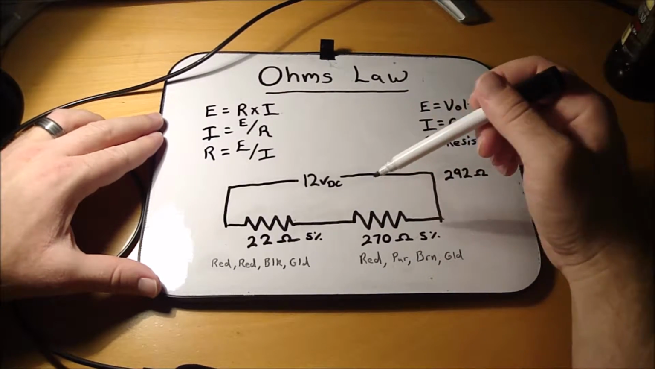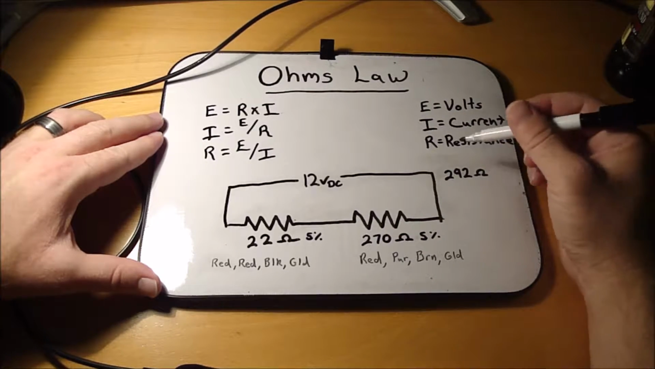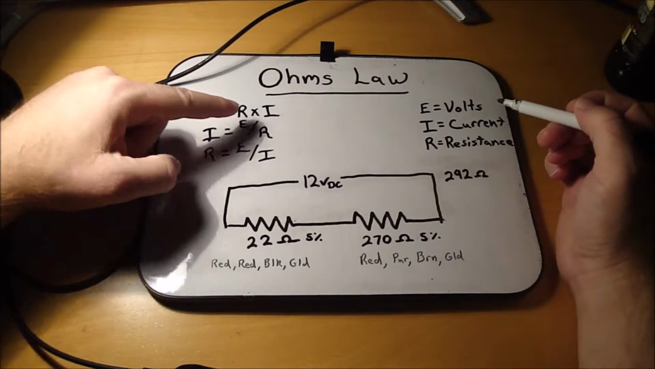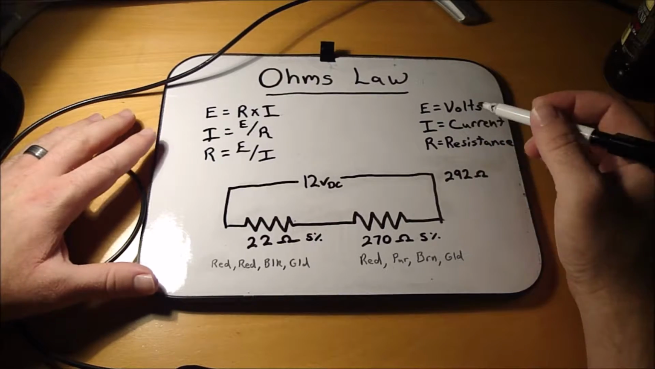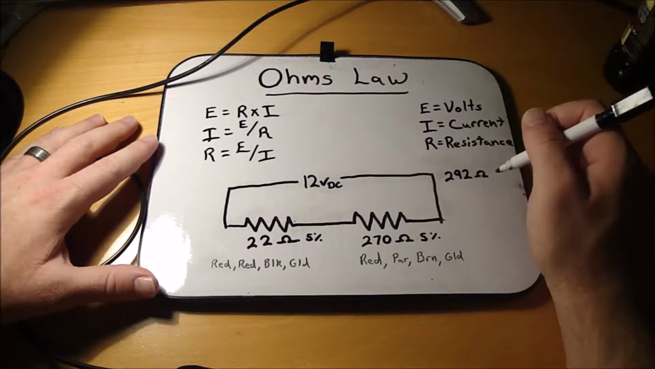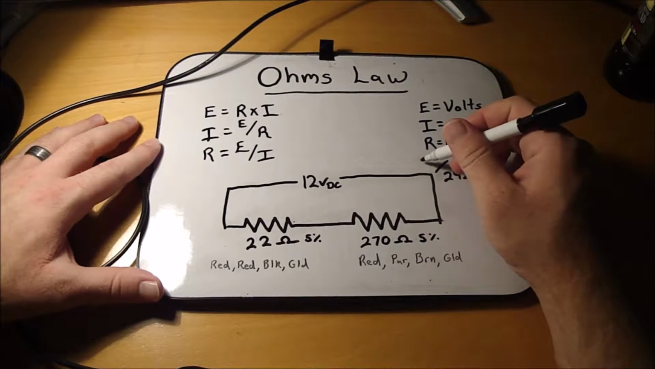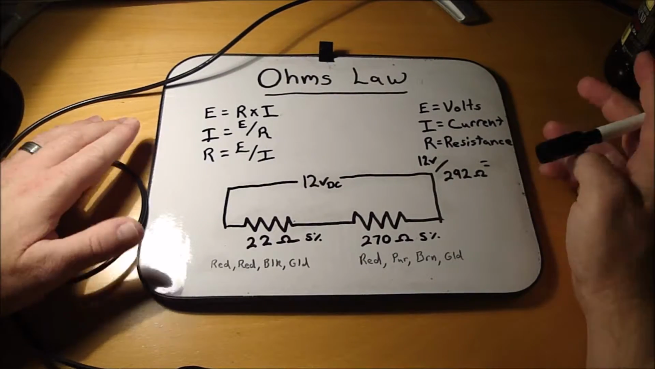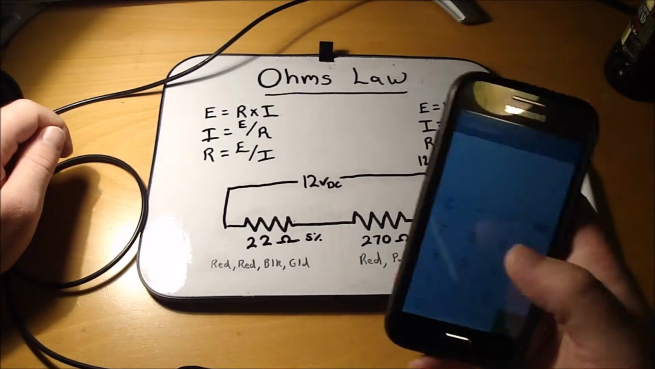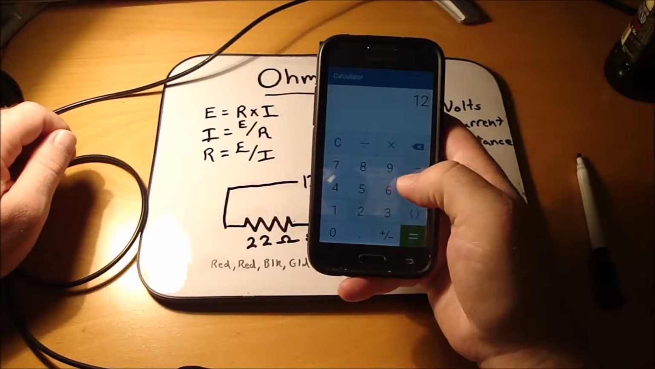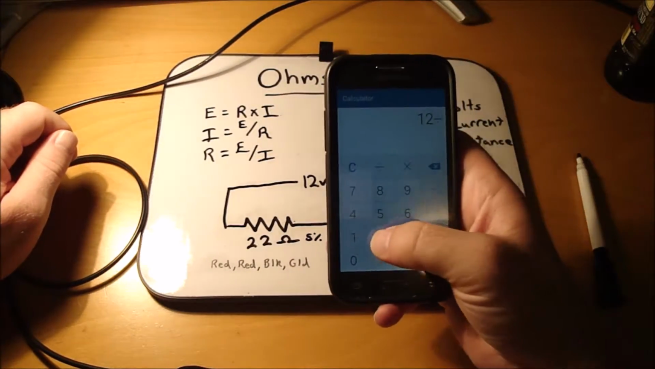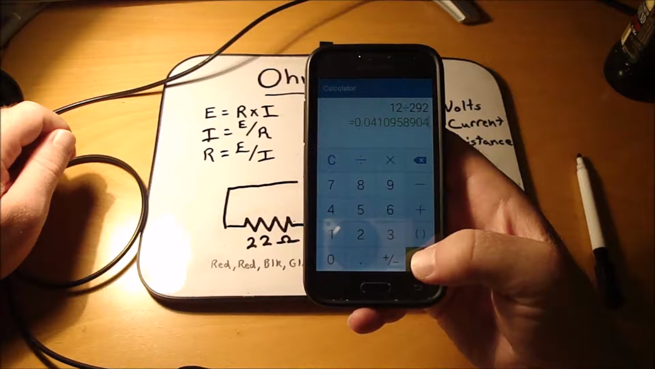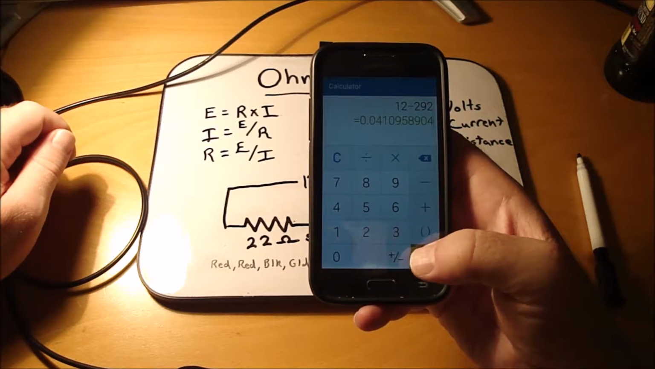So we know we have 12 volts to 292 ohms, and we want to figure the current draw through that circuit. So current equals volts divided by resistance. So let's get out our calculators. Alright, so 12 volts divided by 292 ohms equals 0.041 amps. So it would be 41 milliamps.